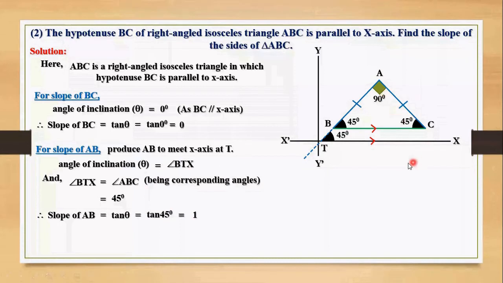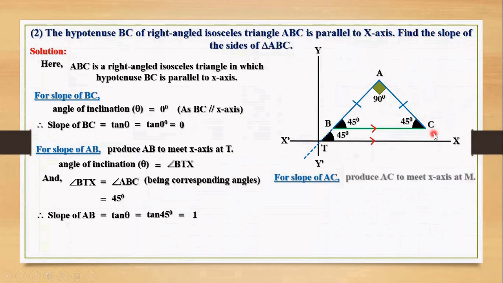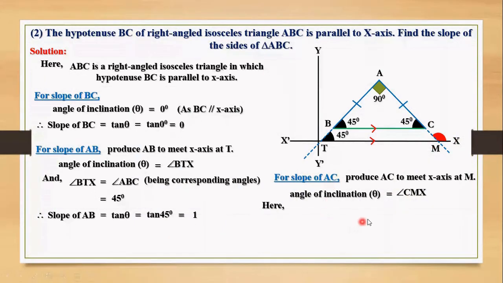Now let's calculate the slope of AC. For this, we need the angle of inclination. So produce AC to meet the x-axis at M. Here it is M. Now the angle of inclination theta is angle CMX. Here in the figure, since BC and the x-axis are parallel to each other, corresponding angles CMT and angle ACB are equal, and they are 45 degree.